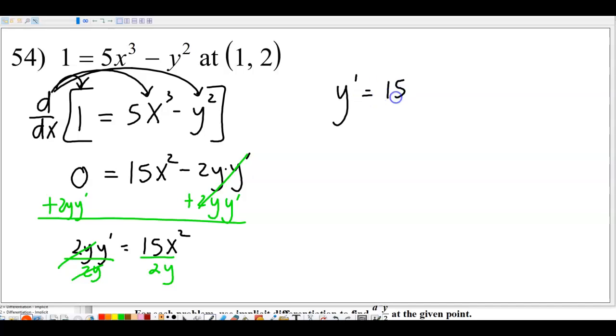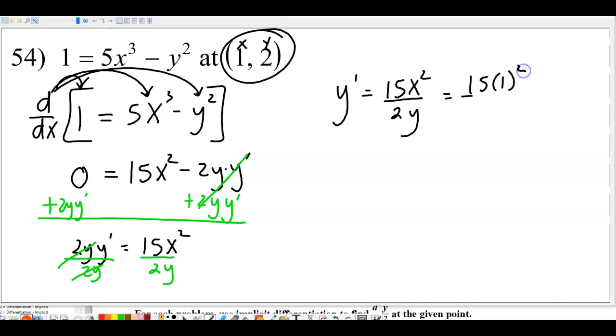But this problem is asking me to do something special. We've already done a problem like this on the study guide. What's special about this one is they want me to actually plug a number in. They want me to plug 1 in for x and 2 in for y. So let's do that. That would give me 15 over 4. And so what we're doing is we're finding the actual slope, or the instantaneous rate of change of that implicit function at one specific point.